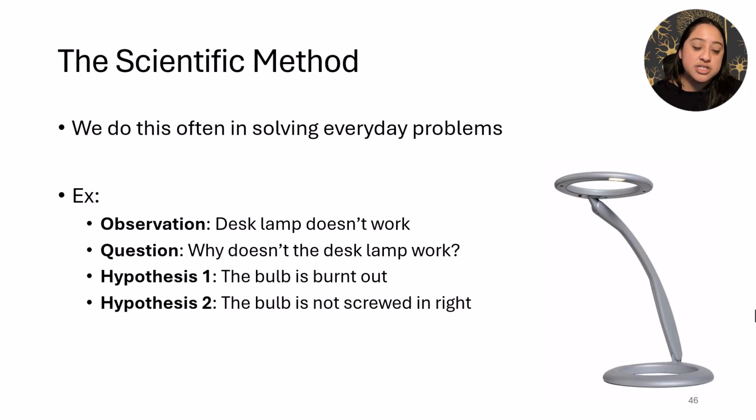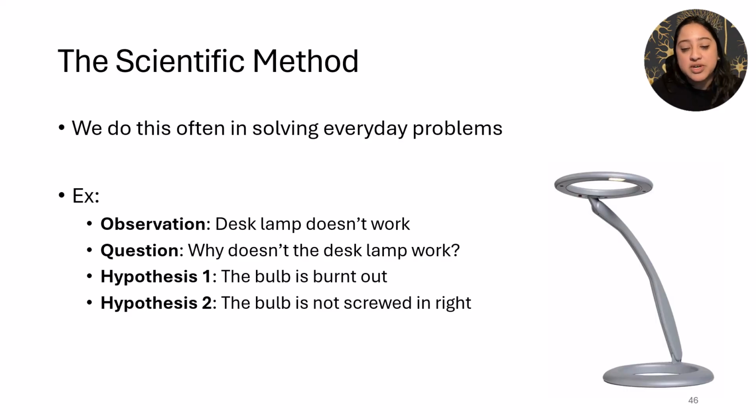And we actually use the scientific method and the scientific process often, especially when things go wrong. So in everyday problems, we tend to go step by step. We make some kind of observation about something. This leads us to a question like, why isn't this working? So here is this example. The observation is that your desk lamp doesn't work for some reason. So that leads to the question, why doesn't it work?